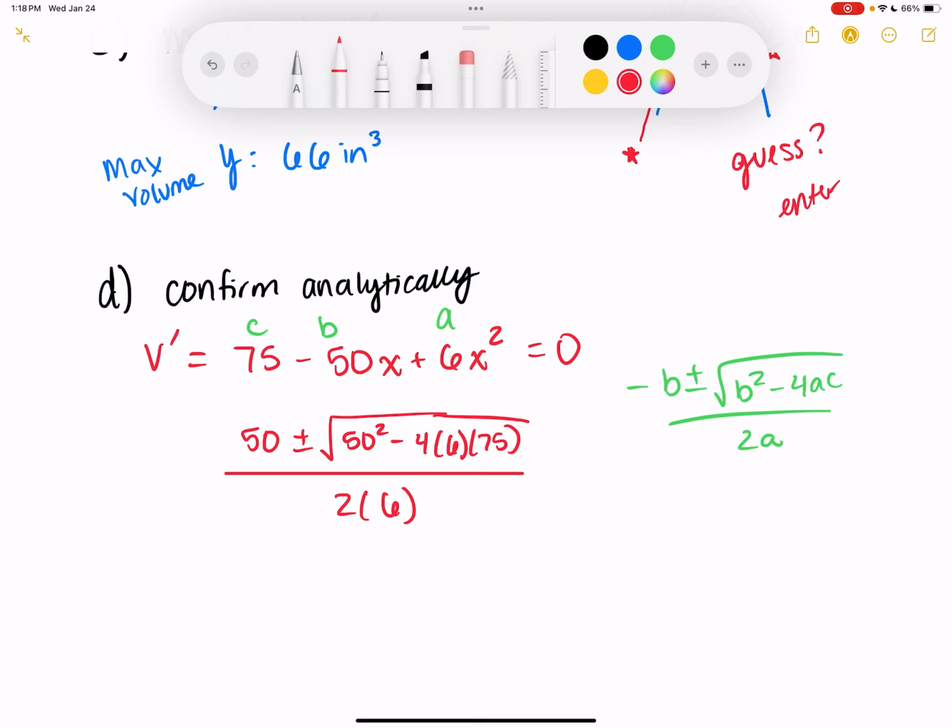And one could potentially give you a negative answer, and obviously that would be a problem, right? Right. Because x can't be negative. We can't cut out a negative box. So this is x equals, so what do we get?